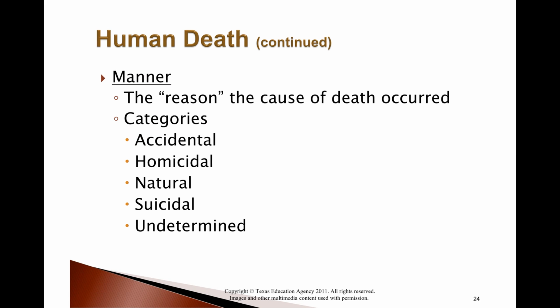So after we establish cause, the next thing that we're going to look at is manner. So your manner is pretty much the reason the cause of death happened. Is it because it was accidental? I was walking late at night, it's dark outside, I'm not wearing any bright or reflective clothing, a car comes around the corner, it doesn't see me and hits me, that would be accidental.